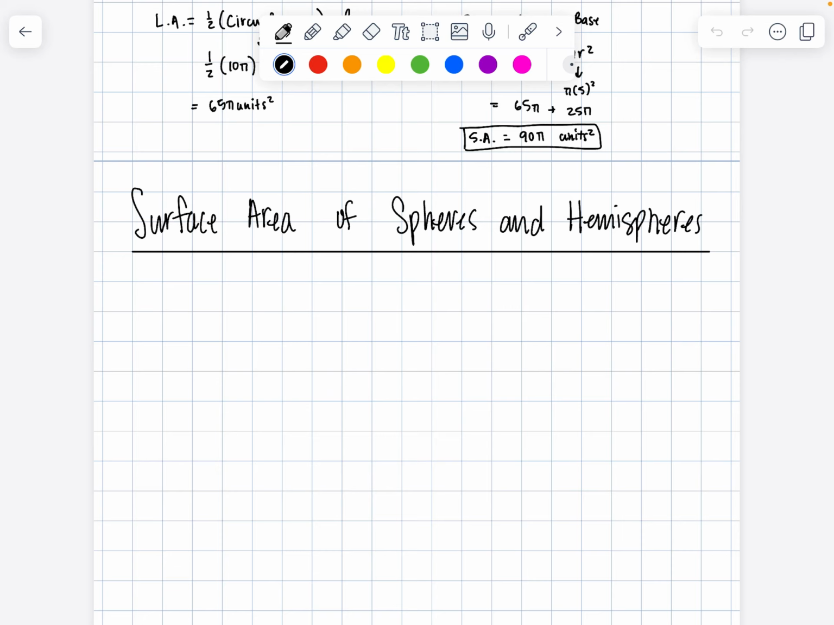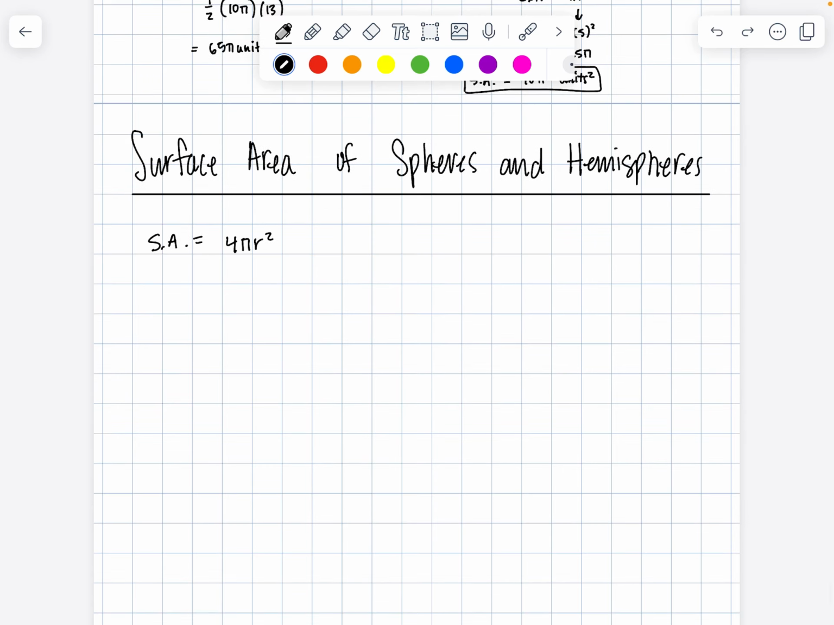And here we go. So the surface area of a sphere is, simply put, 4 pi r squared. That is it, okay? So as long as you have the radius, you will be able to solve for the surface area of a sphere. So let's draw a sphere.